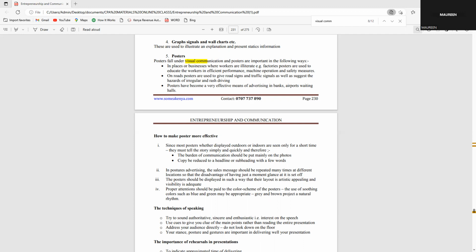Number two, if there's any notice. And then another one is decision-making. You find that the top management, you make suggestions, but at the end of it they are the ones who will make the final decision, and this final decision has to be communicated downward. So those are the three functions of downward communication in an organization.